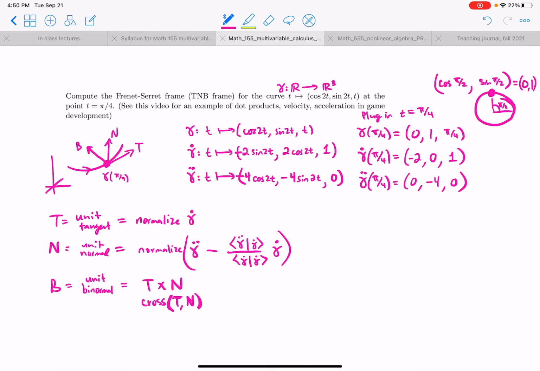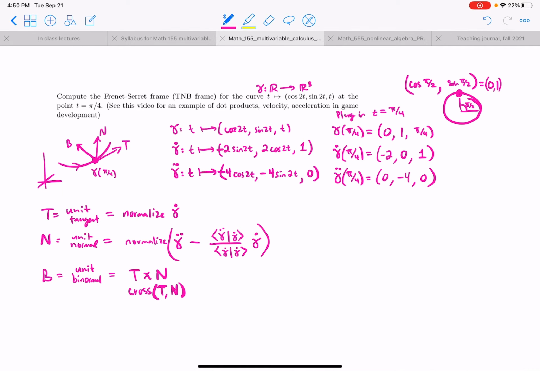So now, what do we do? Well, we look over here and see what our formulas are. First, normalize the velocity. So T is equal to the normalized velocity: 1 over the square root of 4 plus 1, which is 5, times negative 2, 0, 1. So that's T. We normalized the velocity, dividing it by its length, so that now this thing has length 1.